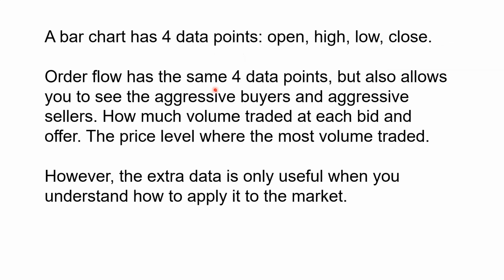Now, a simple bar chart has 4 data points. It has the open, the high, the low, and the close. An order flow chart has the same 4 data points, but it also allows you to see the aggressive buying, the aggressive selling, how much volume traded at each bid and offer, and the price level where the most volume traded. Now you can see things like value for a bar, right?